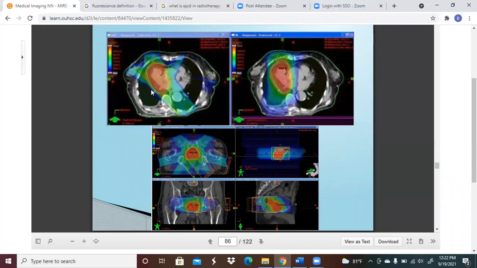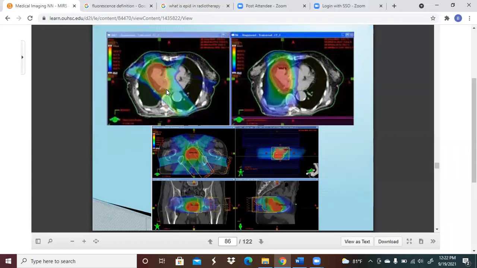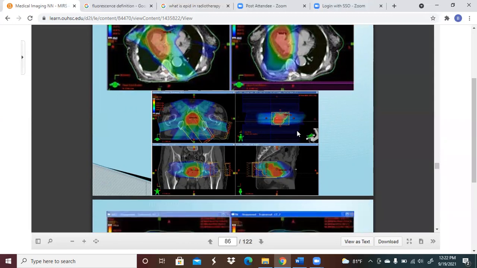Both of these planning systems will give you different ways of being able to see what dose is going into a particular part of the patient. So here we're treating a lung tumor, and boy, that's a big one. And here it looks like we're treating a prostate.